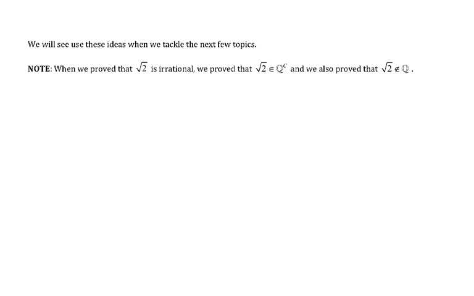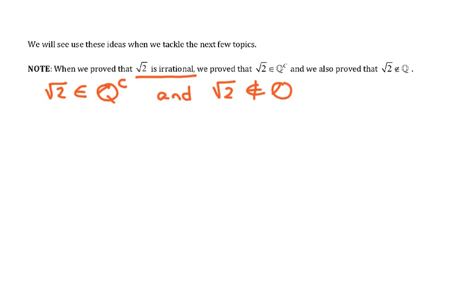We'll use these ideas in the proofs that we do. We're not really going to do an element of proof, but we have done one already. When we proved that the square root of 2 is irrational, we proved that that number is an element of the irrational numbers. And we also proved that the square root of 2 is not an element of the rational numbers. We did both those things.